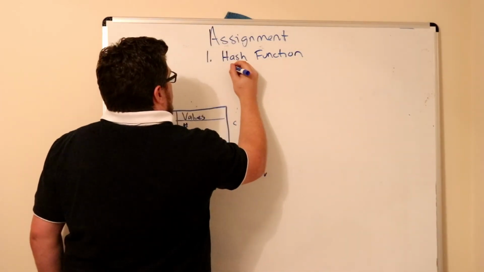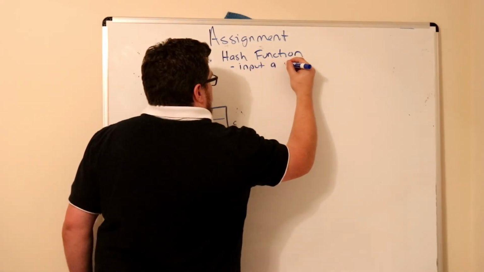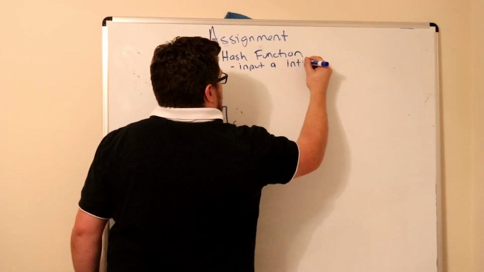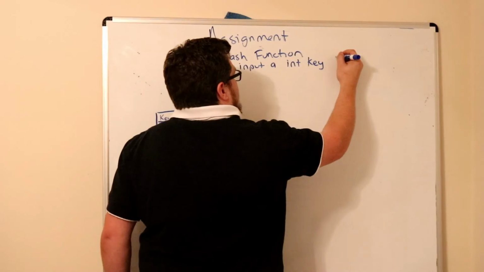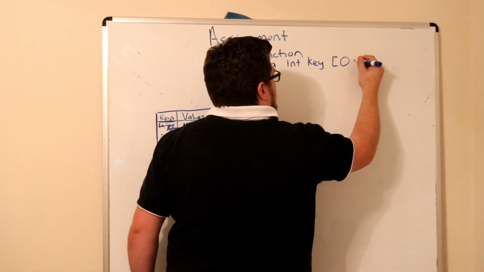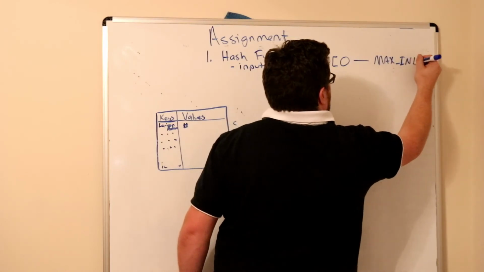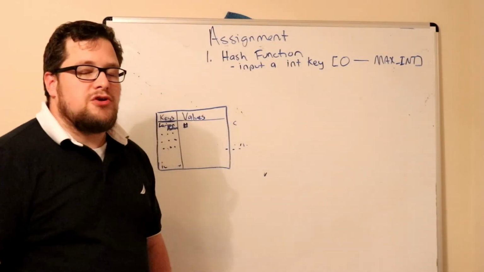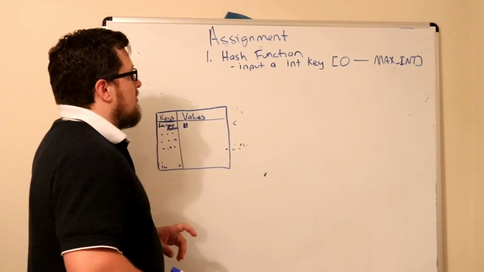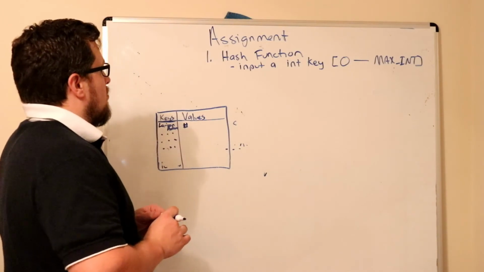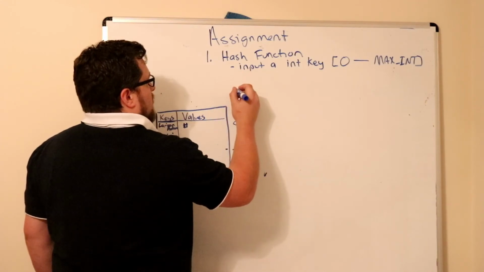So it takes as input an integer key. I'm trying to keep it simple, from the range of 0 to max int. Depending on the language you're in, I just want you to take massive indexes there. And I want you to write a hash function that you feel comfortable with.